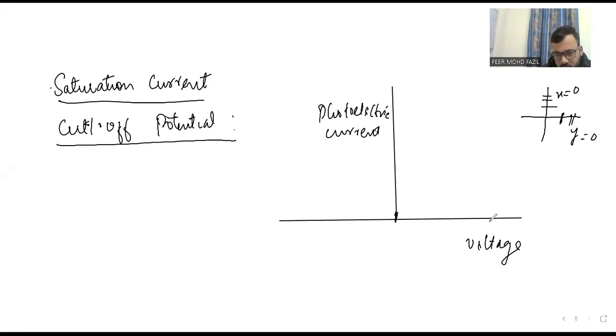If I ask you what will be the value of photoelectric current over here, you will say, sir, 0, because on the x-axis the photoelectric current will be 0. And if I ask you what will be the value of voltage or potential difference here, you will say that it is 0, because on the y-axis the value on the x-axis is also 0.